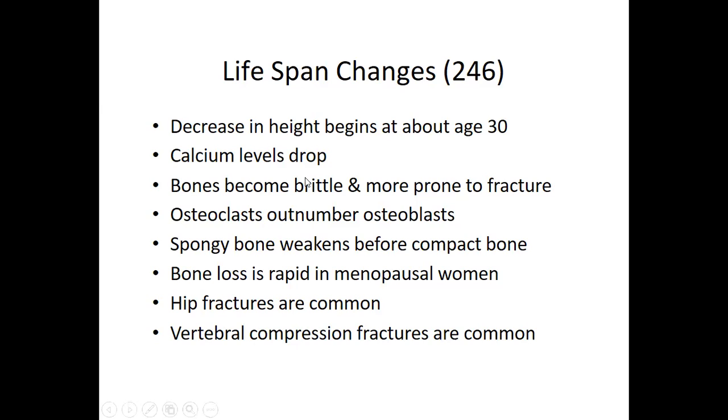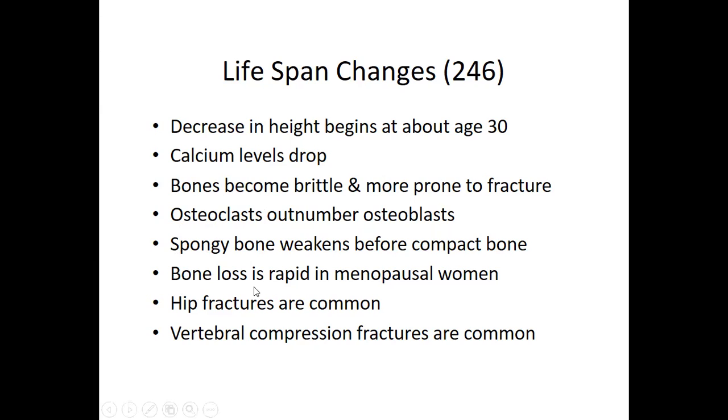Your calcium level can drop. Your bones can start to become brittle and more prone to fracture. Obviously, this does not all occur at one time, but over the course of life after 30, this can happen. Your osteoclasts will start to outnumber your osteoblasts. Remember, clasts tear down, blasts build. So you have more tearing down than building of the bones. Your spongy bone starts to weaken before your compact bone because remember, it is spongy. It has lots more spaces.